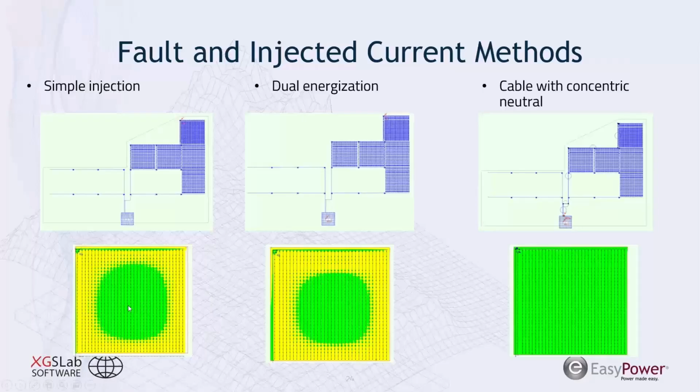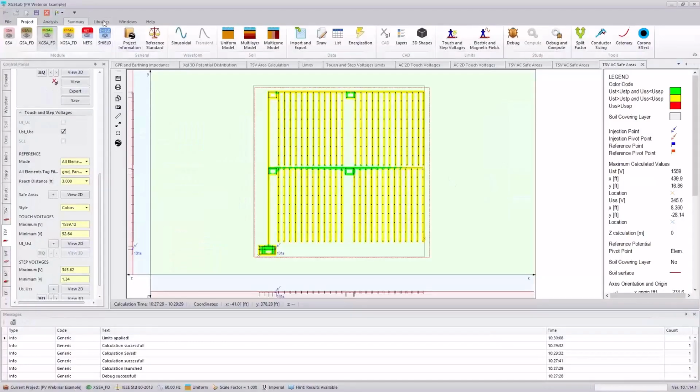Then we'll have a dual energization approach where we're, again, injecting 10,000 amps and returning that back to our source. Or we can consider a system where we're actually modeling the cable with that concentric neutral. And we can see because of that mutual coupling that's occurring, our green areas drastically expand. So in this particular environment, we're going to see a much greater improvement by taking these extra steps and modeling this system more fully and modeling that power system configuration.